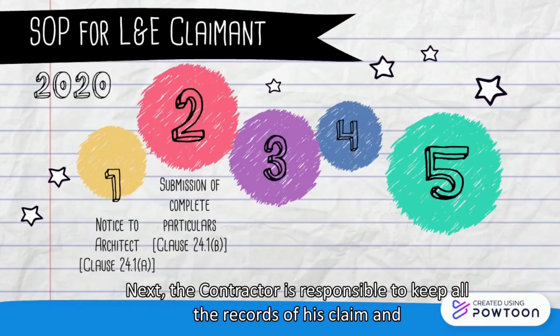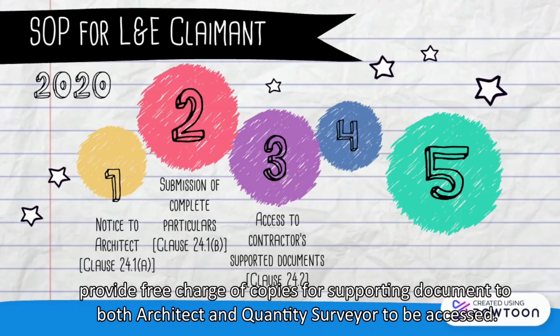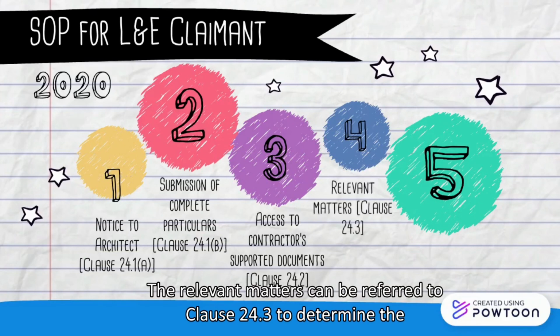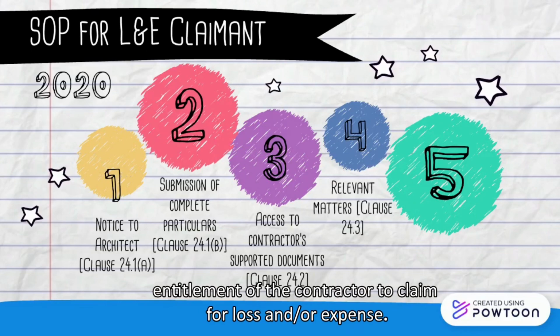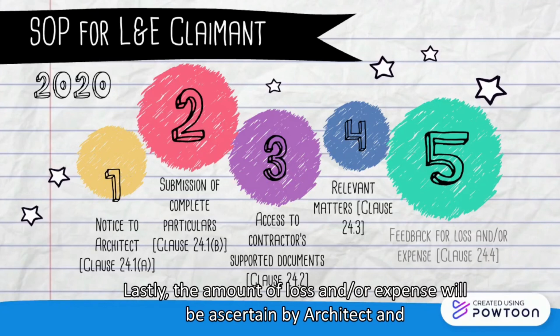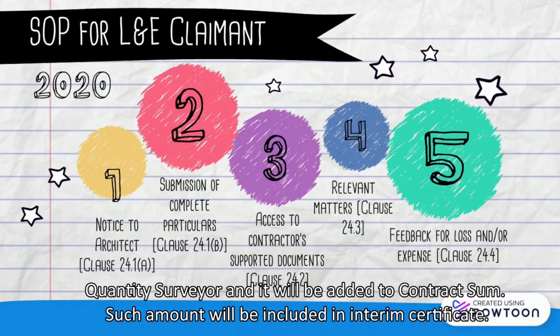Next, the contractor is responsible to keep all the records of his claim and provide, free of charge, copies of supporting documents to both the architect and quantity surveyor to be assessed. The relevant matters can be referred to clause 24.3 to determine the entitlement of the contractor to claim for loss and/or expense. Lastly, the amount of loss and/or expense will be ascertained by the architect and quantity surveyor and will be added to the contract sum. Such amount will be included in the interim certificate.